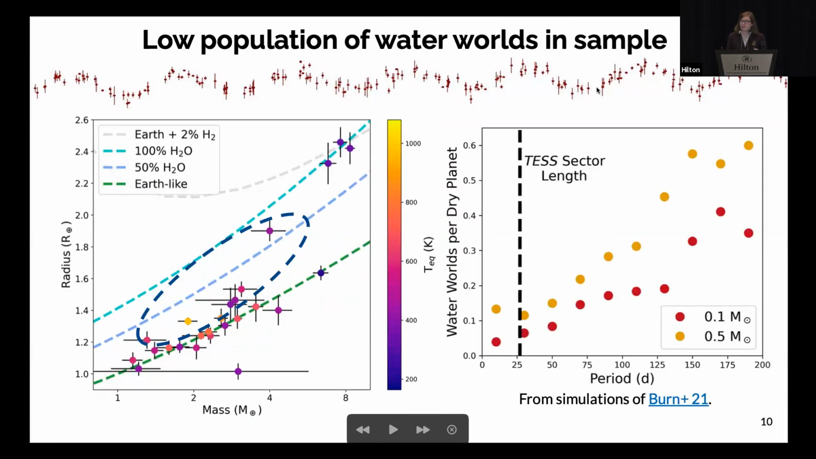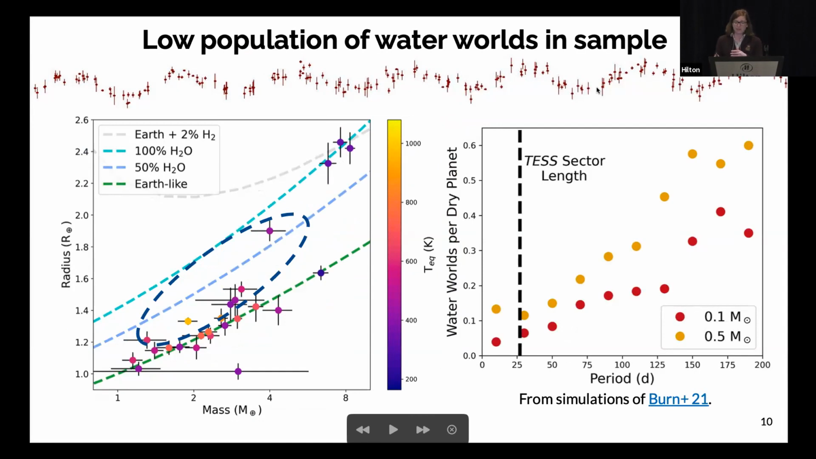Another thing I want to point out is you might have noticed that despite that previous study where I showed you all those water worlds, we're not really seeing too many in our sample itself. I think my particular theory about this mostly has to do with the orbital periods we're sensitive to. While that other study I pointed out included objects from Kepler and K2, we're only looking at TESS targets.